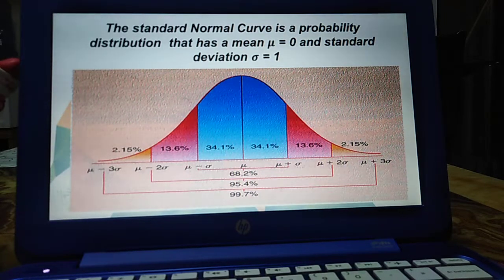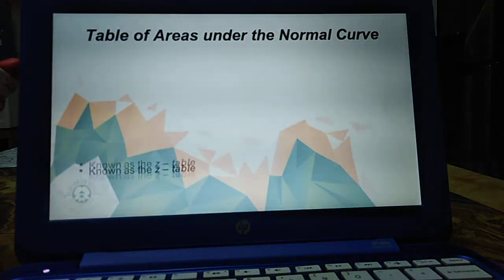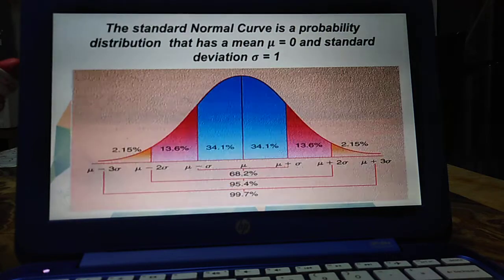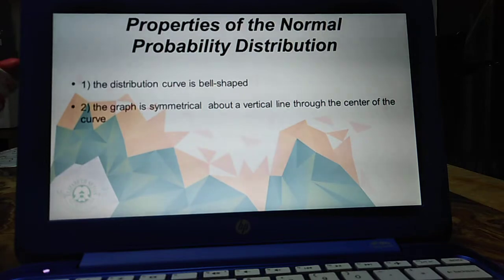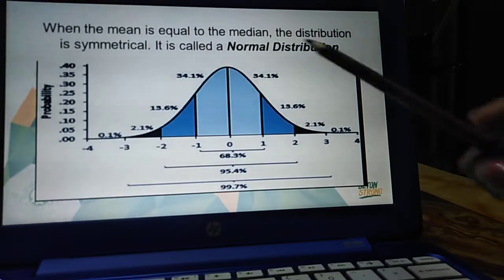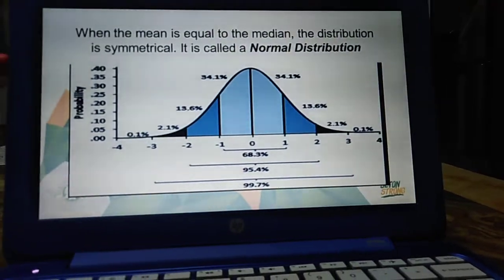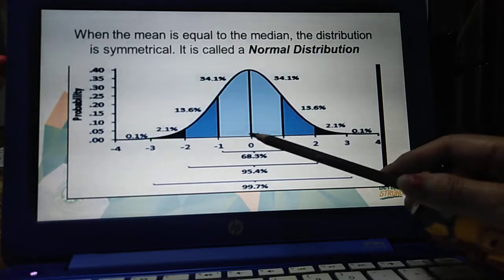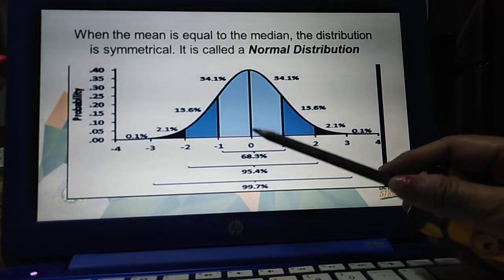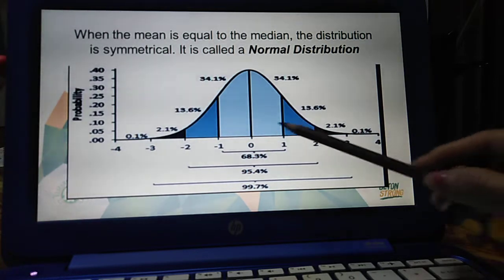So, the mean at 0, 1 standard deviation. The areas under the normal curve is known as the z-table. Z-score is a measure of relative standing. If this is our normal distribution, our mean is at 0. This one is 1 standard deviation away from the mean. This is 2 standard deviations away from the mean.